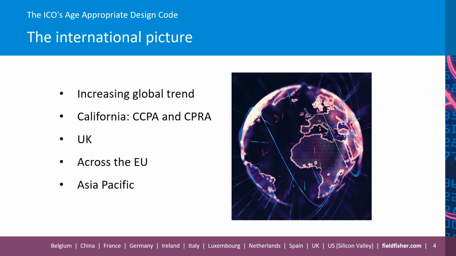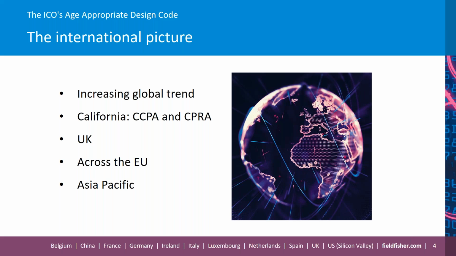Again, you'll remember that Article 35 of the GDPR envisages that supervisory authorities can introduce lists of situations in which a DPIA must be carried out. And many of the member states have said that one of the situations in which a DPIA must be carried out is if it involves the processing of children's data.